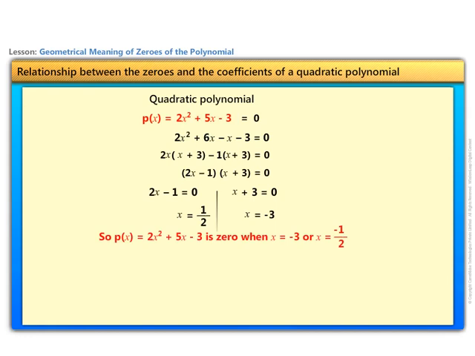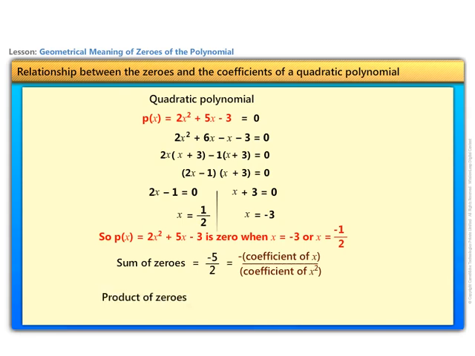Calculating the sum and product of zeros, we get sum of zeros is equal to minus 3 plus half, that is equal to minus 5 by 2, which is nothing but the ratio of the negative coefficient of x by coefficient of x squared. Product of zeros is equal to minus 3 into half, that is equal to minus 3 by 2, which is the ratio of the constant term by coefficient of x squared. We can arrive at a generalized statement by comparing it with a standard form of a quadratic equation.